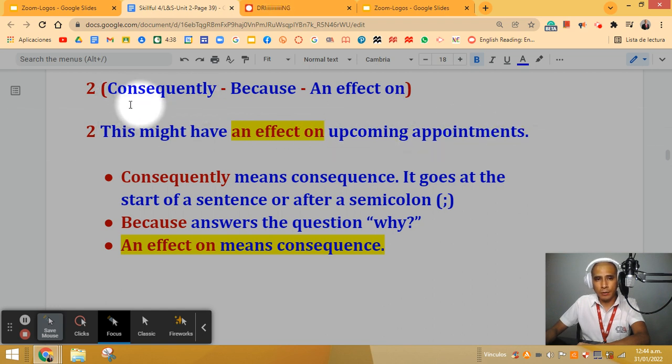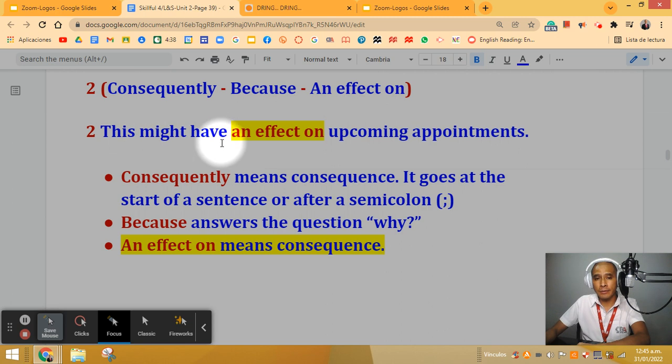Why not consequently? Consequently means consequence, but it goes at the start of a sentence or after a semicolon. In this case, does not apply, as you can see. What about because? Because answers the question why. If we say this might have because of coming events, does not apply. In this case, the correct option is the third one, the one that says an effect on. Why? Because this means consequence.